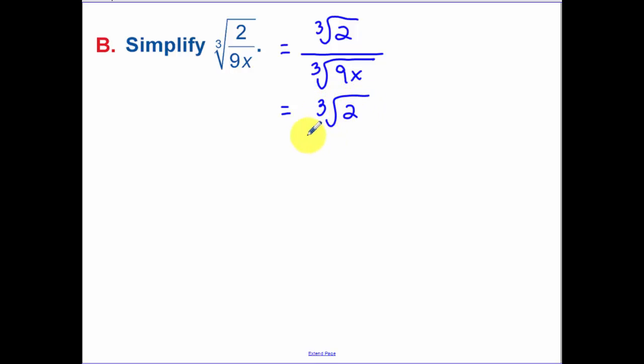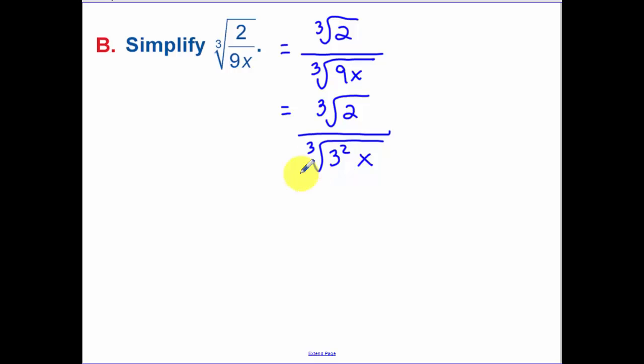Okay, our next example. Now I have something to the third root. So what we have is the cube root of 2 over the cube root of 9x. Now, the challenging thing for you guys is going to be to try and put that 9 to a certain power, meaning try and put it to the highest power you can. Meaning we know 9 is 3 squared.